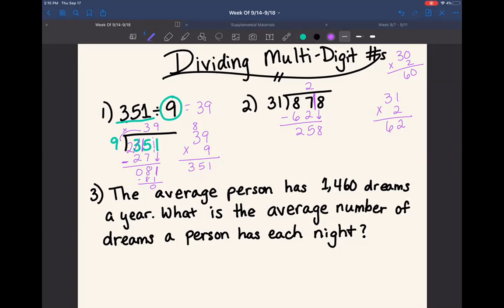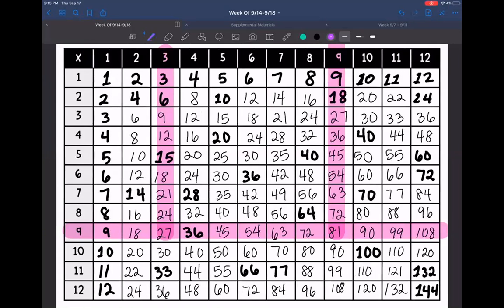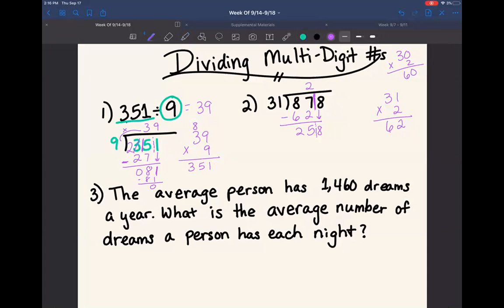Now, once more, I'm going to focus only on the first two numbers, right? Because 31 can't go into 2, so I'm going to be looking at that 25. So I'm going to go back to my multiplication, and I'm going to look at my 3's. Is there any 3 that is close to 25 without going over? 24, which is 3 times 8. So I'm going to come back over to my problem. I'm going to put my 8 up here. And now I need to actually figure out what 31 times 8 is.